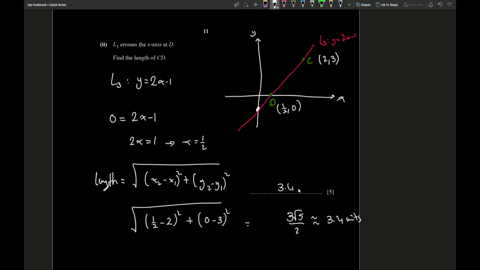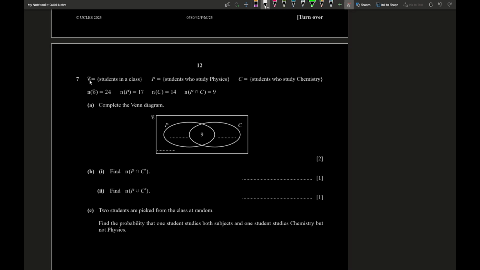Okay, so we're given a set which represents the students in a class, set P which represents students who study physics, and C which represents students who study chemistry. The students in the class are 24 students. Students who study physics is 17, students who study chemistry is 14, and students who study both physics and chemistry is 9. Complete the Venn diagram for part A.